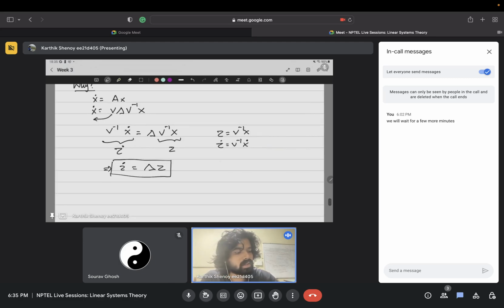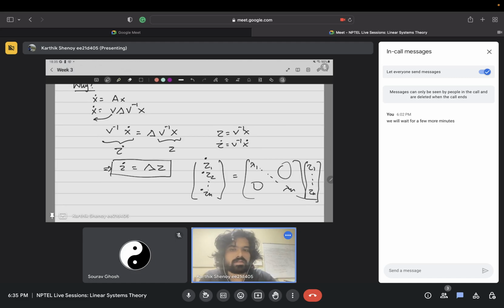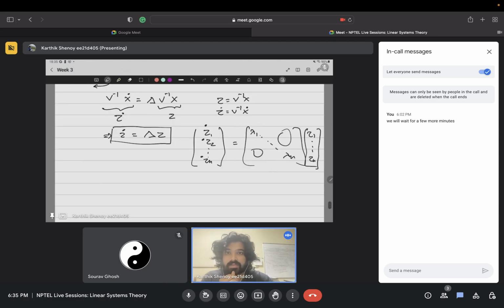So it will be z1 dot up to zn dot equal to the diagonal matrix lambda 1 up to lambda n, with zeros elsewhere, times z1 up to zn. So now things are easy to analyze, right? If you can diagonalize the system, it's very easy to analyze. You can analyze a lot of things like controllability, stability, everything. So this is why you need eigenvalue decomposition.